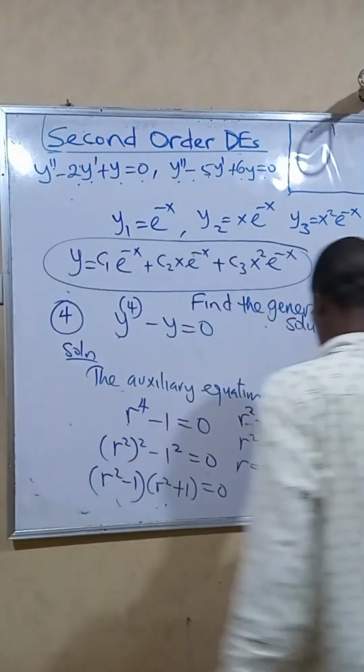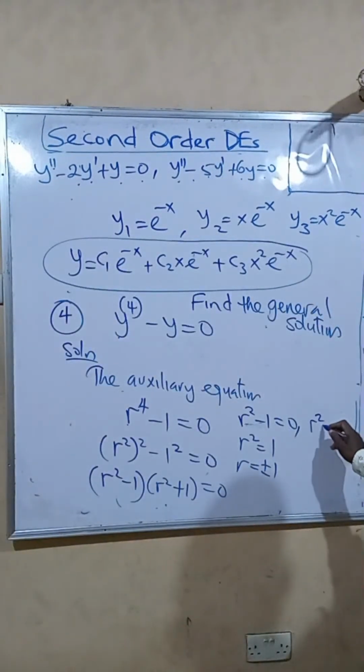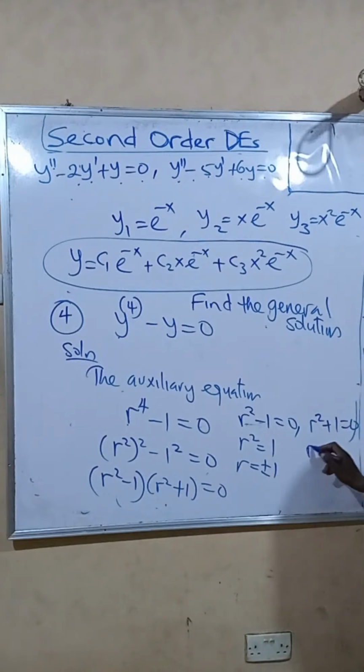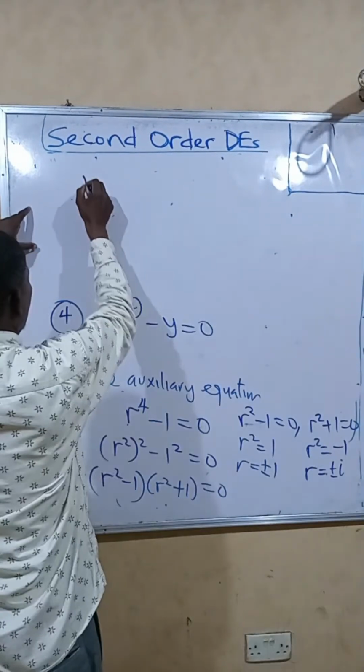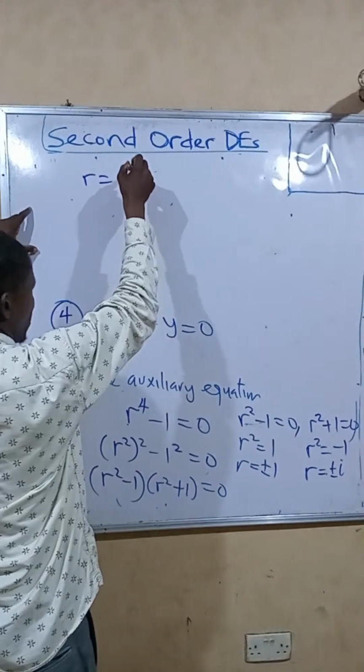The other one, which is r squared plus 1 equal to 0, we're going to have r squared equal to minus 1. Then r will be equal to plus or minus i. So let's get the solution. r equal to plus or minus 1.